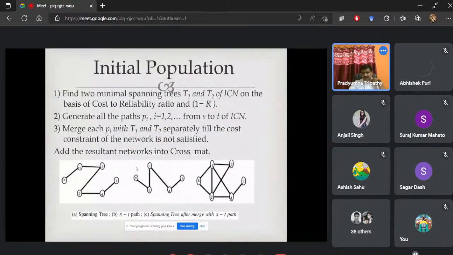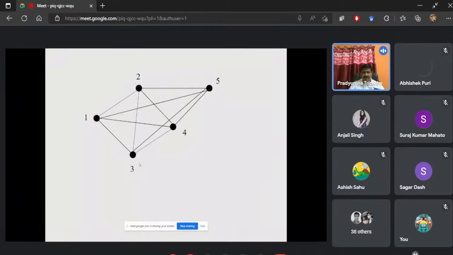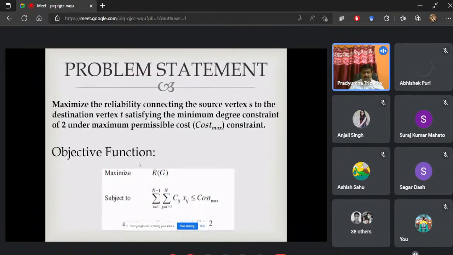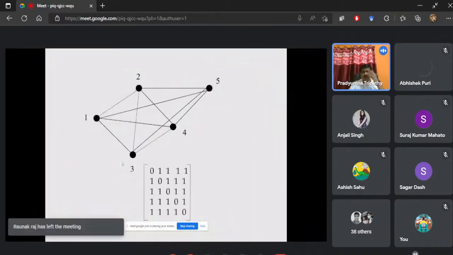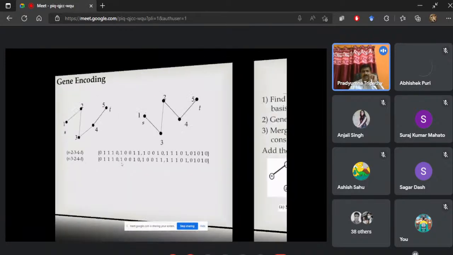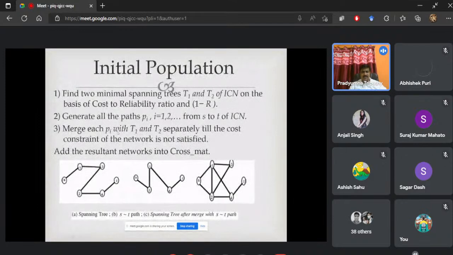So we'll take the initial population. Initially, we will take two minimal spanning trees. As you know, a graph may have a number of minimal spanning trees. So we have two minimal spanning trees over here. We'll take one on the cost by reliability ratio, because if you recall, it is a maximization function of R. So we have taken maximize 1 minus R. So we have two spanning trees, T1 and T2: one on the cost to reliability ratio and one on 1 minus R.